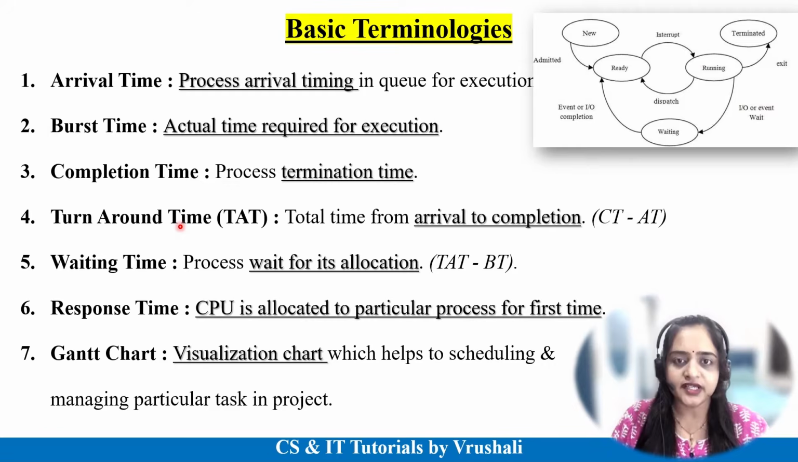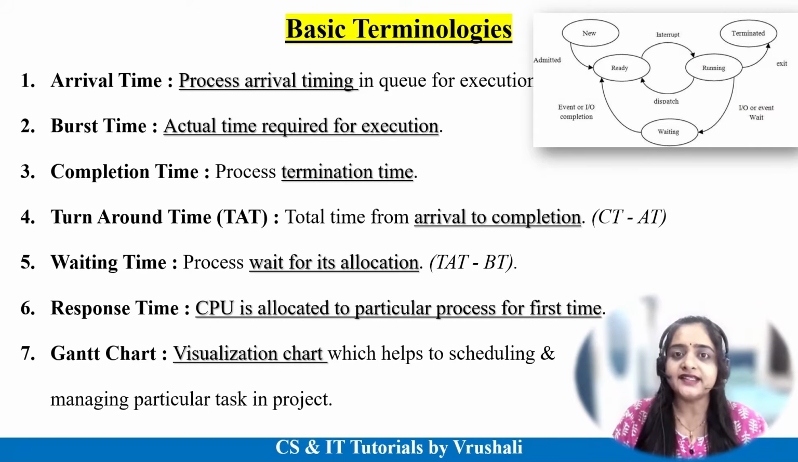Next, turnaround time. It means total time from arrival to completion, and the formula is completion time minus arrival time. Next one is waiting time. Due to some interrupt or some allocation reason, your process goes to the waiting state. This is called waiting time. The formula is turnaround time minus burst time. Next one is response time. When the CPU is allocated to a particular process for the first time, this is called response time.